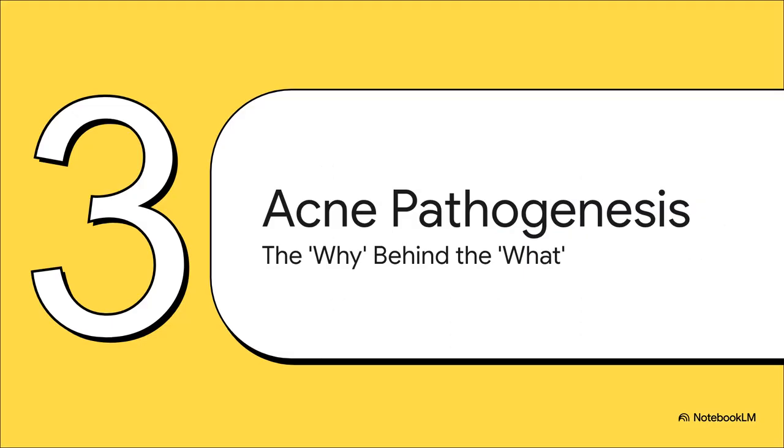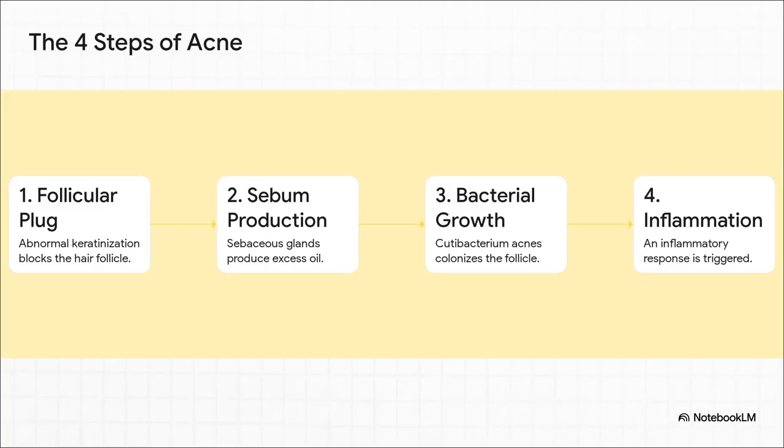Okay, let's switch gears. Section 3. We're moving on to another incredibly common condition, acne. And with acne, understanding its pathogenesis, the why it happens, is totally key to figuring out the what of how to treat it. So, acne isn't just one thing. It's actually a 4-part process. Step 1, a hair follicle gets plugged up. That's what we target with things like topical retinoids.